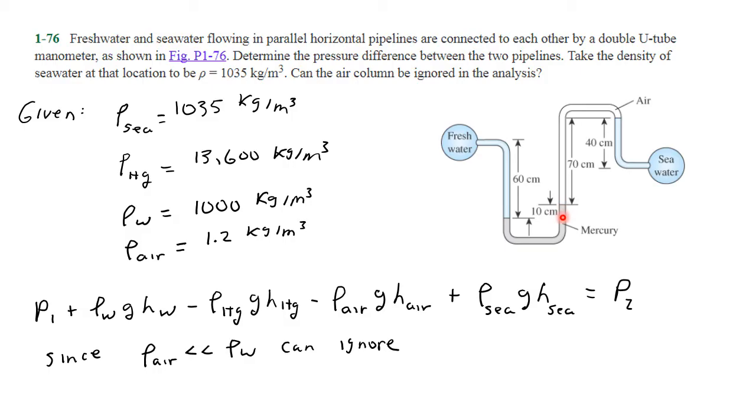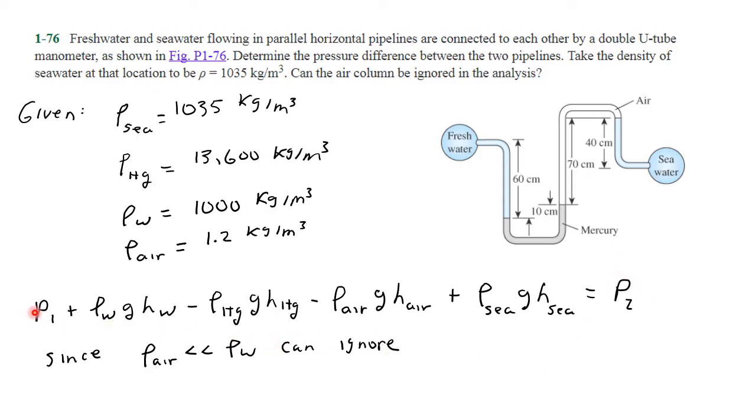Then we go up, so we subtract the density of mercury times g times the height of this mercury, which is 10 centimeters. Then we continue up to this point here. This is air, so we have minus density of air g h air. Then we jump across because it's the same height. Then we add the density of seawater, g times h of seawater. Then we get to the seawater tank, and we'll say that's the pressure P2.